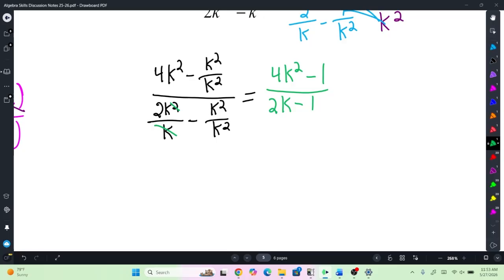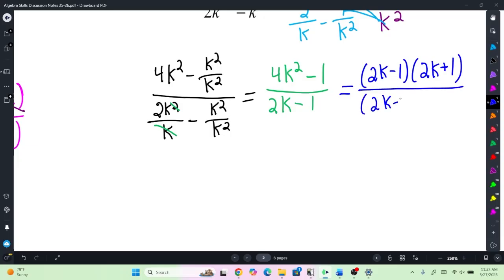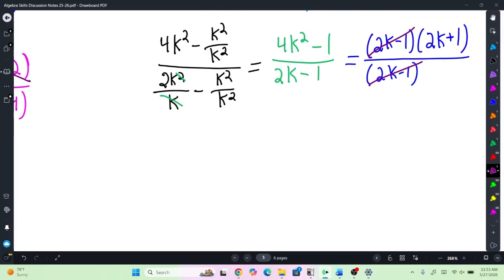Now, the numerator can be factored as a difference of two squares, because we have 4, which is a perfect square, we have k squared, which is a perfect square, and then we minus 1, which is a perfect square. Then we're going to factor 2k plus 1 and 2k minus 1 over 2k minus 1. Now the 2k minus 1 factors can cancel, so then we are left with 2k plus 1 as our final answer.